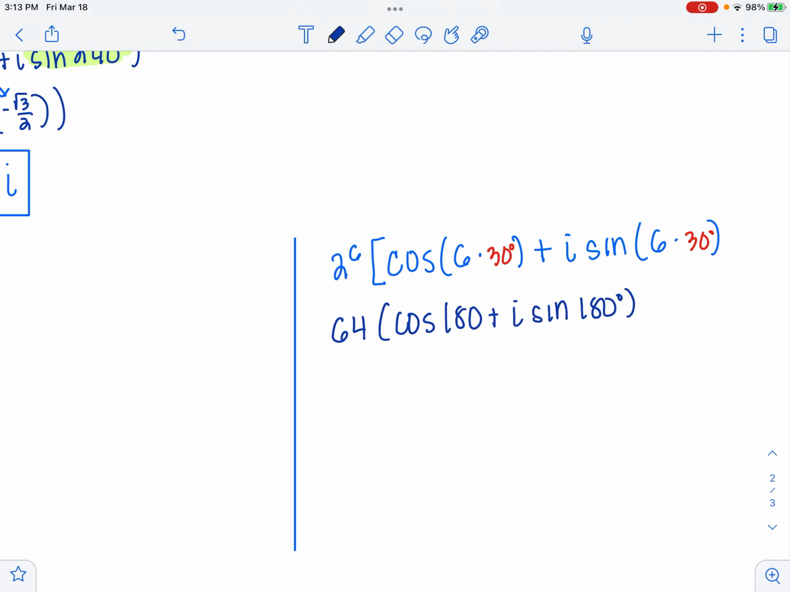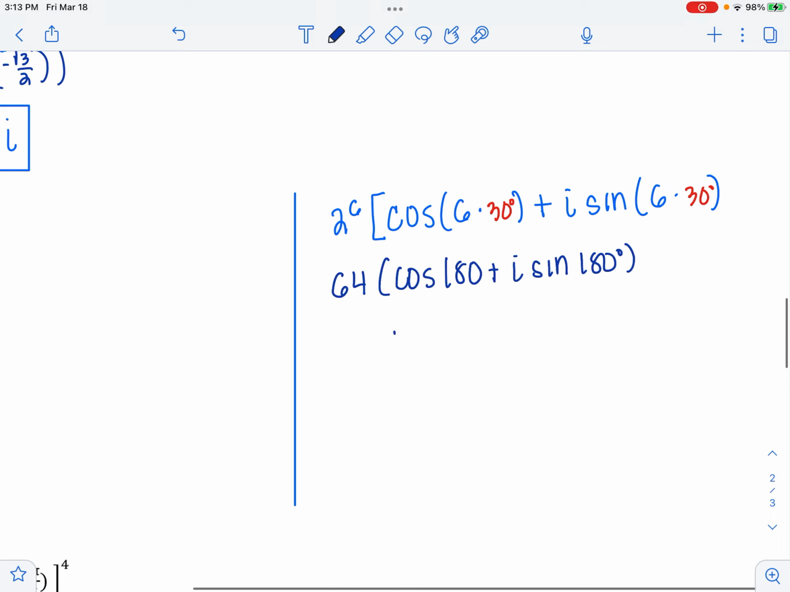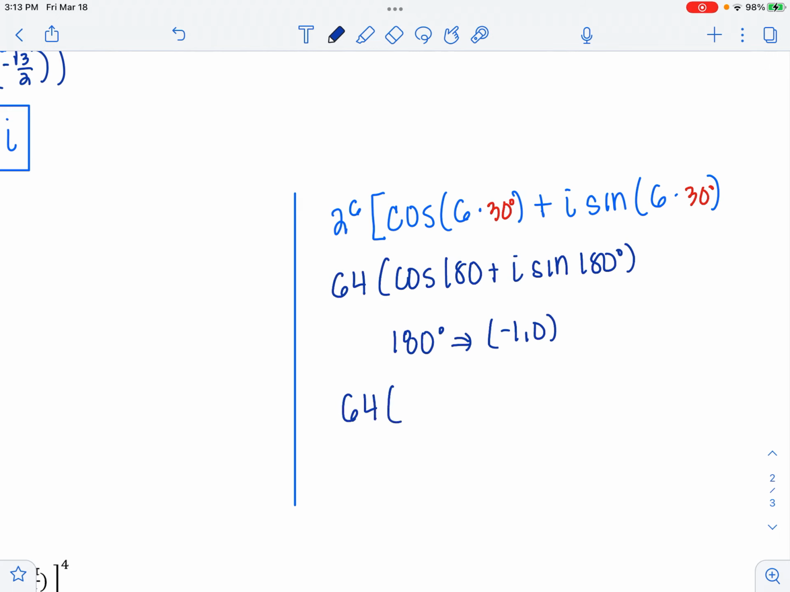Now, if it said leave it in polar form, I'd be done, but I want it in rectangular form, a plus bi form. So I know what 180 degrees is from the unit circle, what ordered pair it is, what the sine and cosine are. 180 is the ordered pair -1, 0. So I have 64 times the cosine of 180, which is -1, plus i times the sine of 180, which is 0.